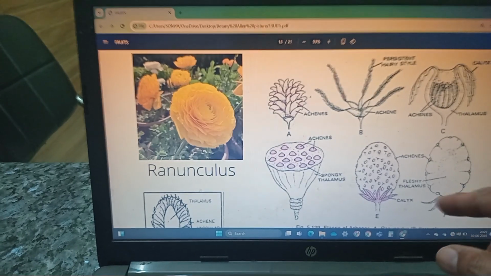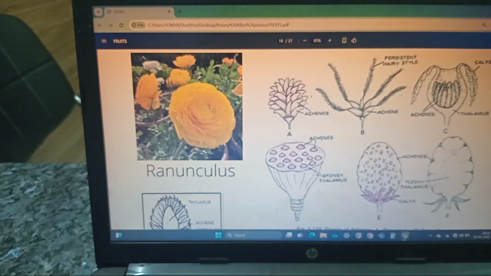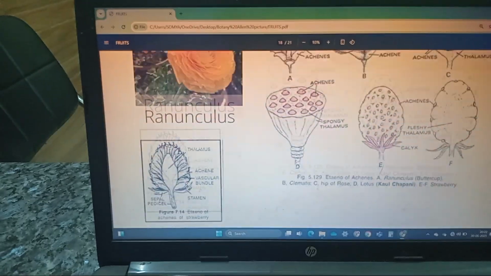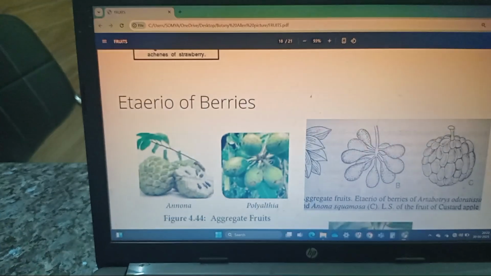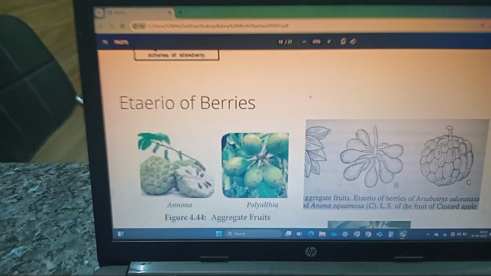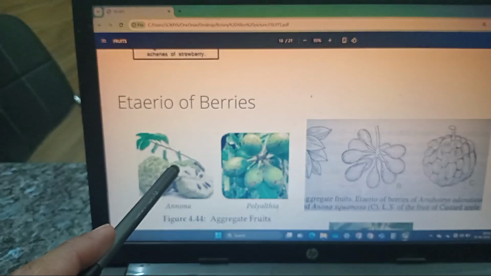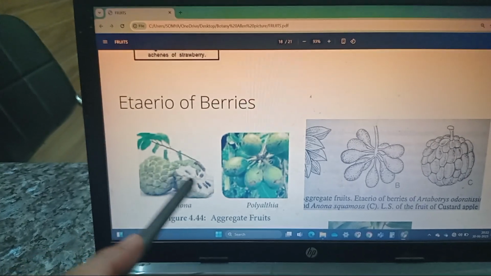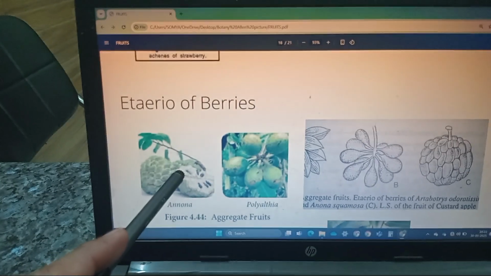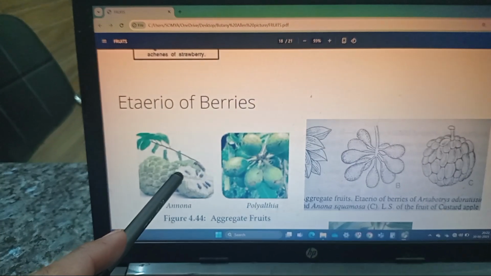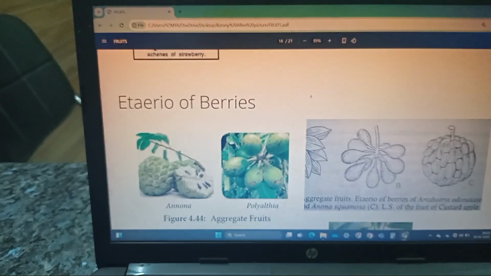Aggregate fruit. So what we eat in the strawberry is this fleshy thalamus. So it will be false fruit. False fruit and etaerio of achenes. Then etaerio of berries. This custard apple that you eat is also an aggregate fruit. It is developing from an apocarpous multicarpellary ovary. This is the etaerio of berries.